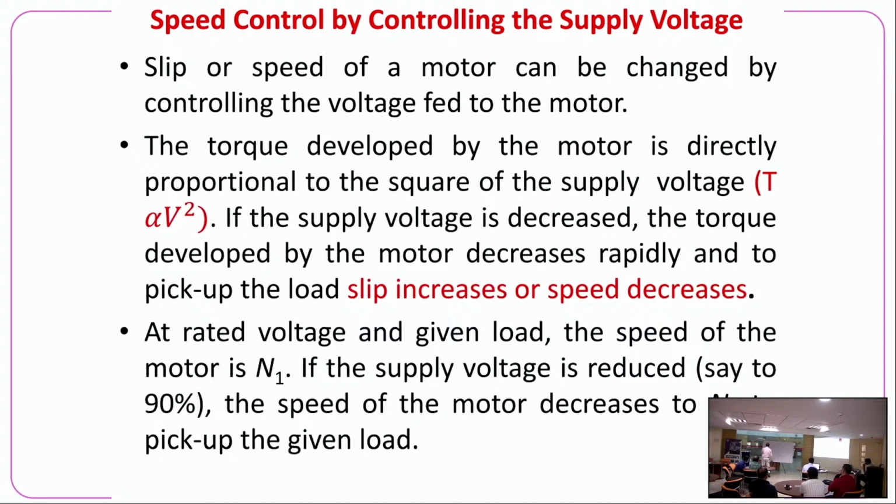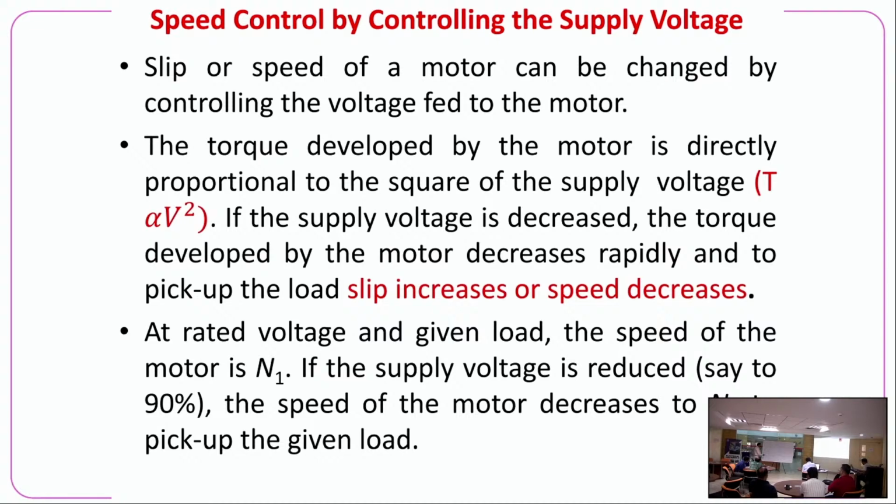Suppose this is for the rated voltage condition, this is the characteristics. Okay, rated voltage. So you can only reduce the voltage, you cannot apply higher voltage. So this is the slip at which maximum torque occurs. If you reduce the voltage, the graph will be like this. Okay, two different voltages. By reducing the voltage, the graph changes like this.